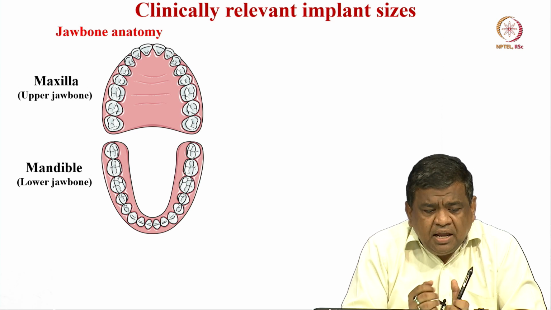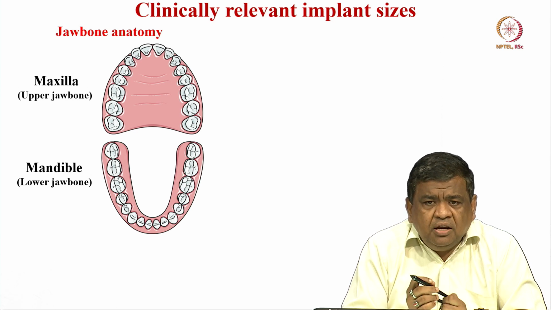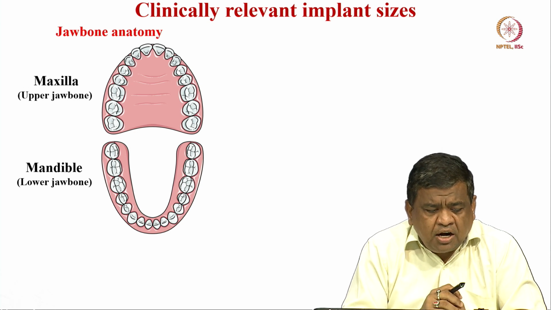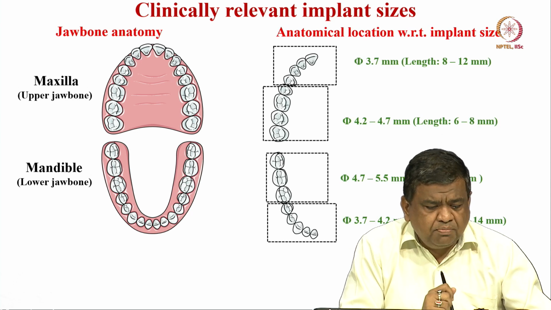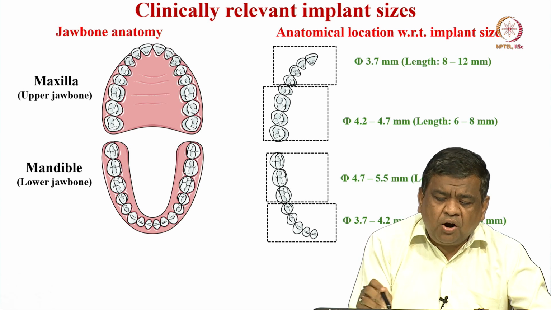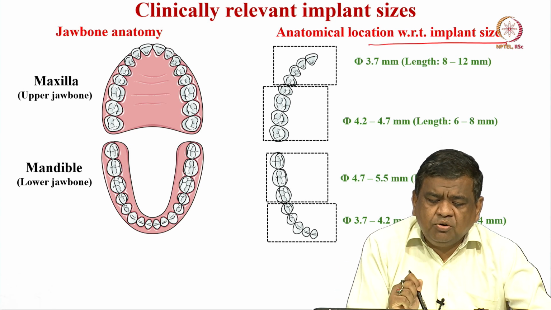typically, if you carefully consider the jawbone anatomy, particularly the maxilla and mandible, the mandible is the lower jawbone and the maxilla is the upper jawbone. There are specific sizes of these particular implants. So, for example, anatomical location with respect to size.